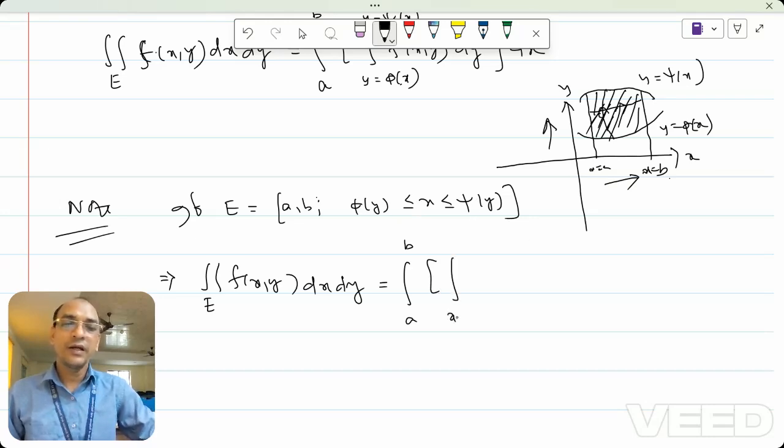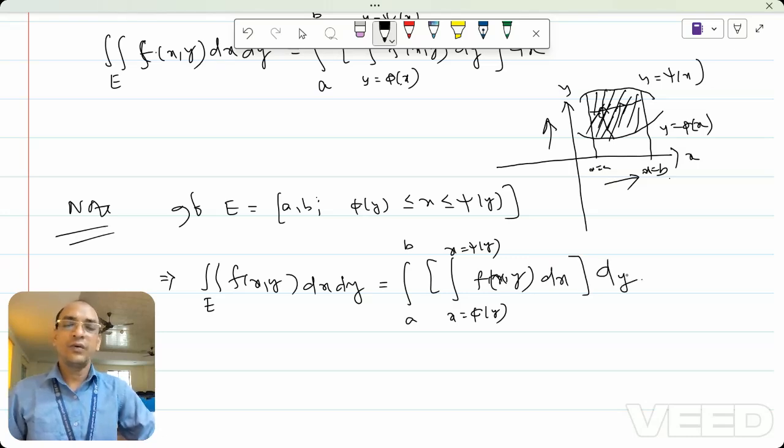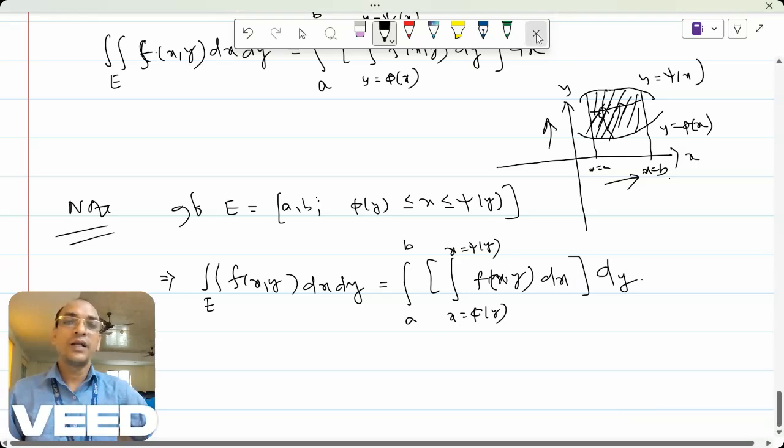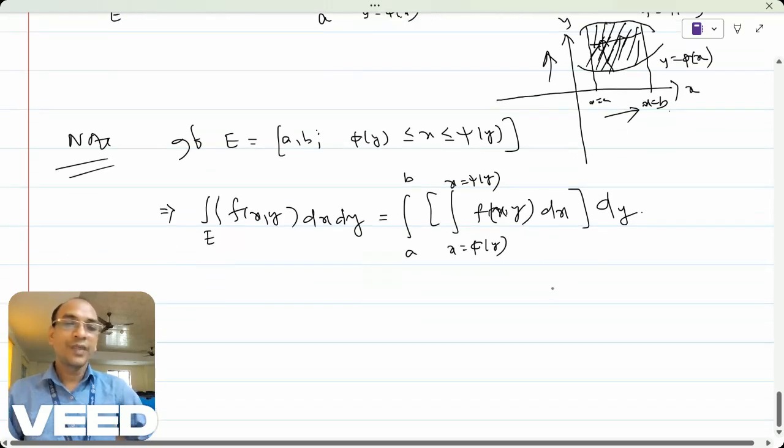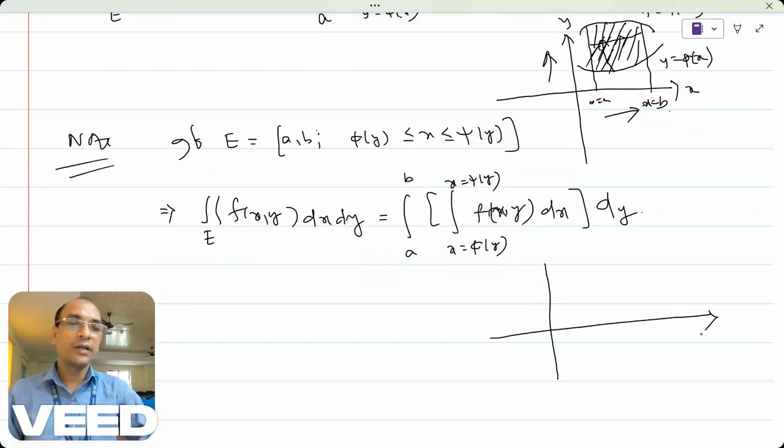So I will write x is from phi of y to psi of y, f(x,y) dx, x will be the inner integral and y will be the outer integral. So this is the basic difference between the double integral over the rectangle and the double integral over the region. In this case, which region are we going to find the double integral over?